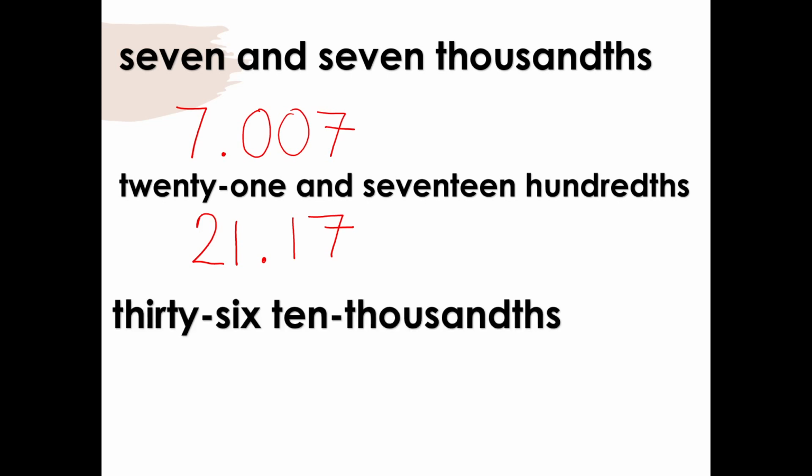Next example. 36 ten-thousandths. So 0 point. How many zeros? One? Three? 3, 6. Tenths, hundredths, thousandths, ten-thousandths. That's the answer for 36 ten-thousandths. Is that clear?